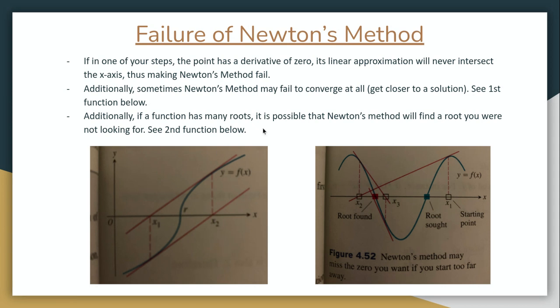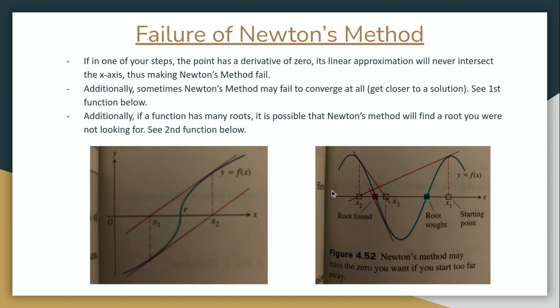Additionally, if a function has many roots, it is possible that Newton's method will find a root you were not looking for. Let's say I used Newton's method to try and figure out what this root was, and I picked this point. It's too far away. Newton's method will end up bringing me over here, which will then bring me over here, which will then bring me over here. It's converging to this root. You see how that's happening? But I was looking for this one. Because the point I chose was not a good guess for the root, it ended up finding the root I didn't want. So that's why step one, picking a reasonable guess, is really important.